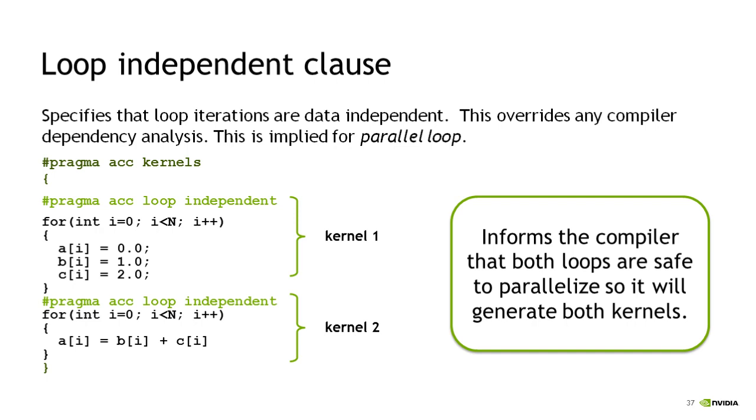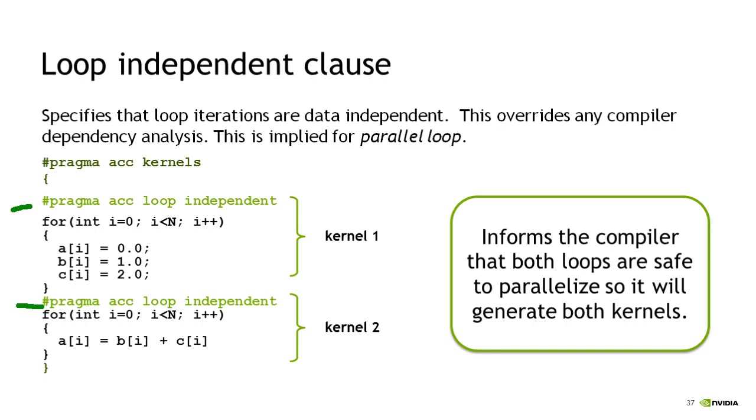But here's how I've applied this. In the ACC kernels region, I've told the compiler that each of these loops here are independent loops, so it doesn't need to analyze them for me. So that's one additional approach that you can take.